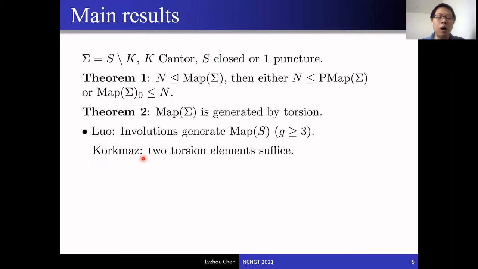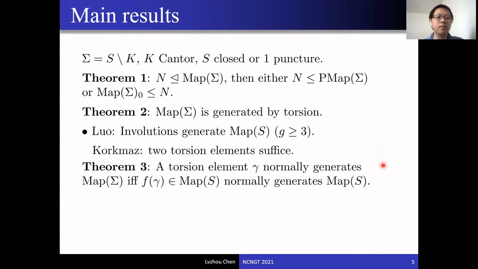And in conversation with Dan Margalit, he asked whether a similar thing happens for big mapping class groups, namely whether every big mapping class group is generated by torsion. Theorem 2 gives a partial answer since we only consider a special family of surfaces of infinite type. Actually, we can do better than theorem 2.